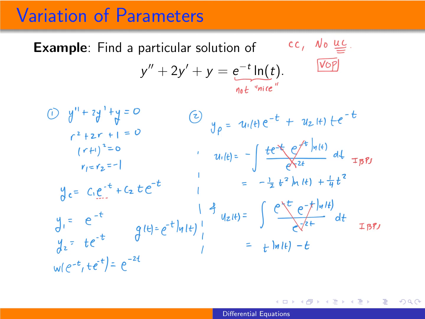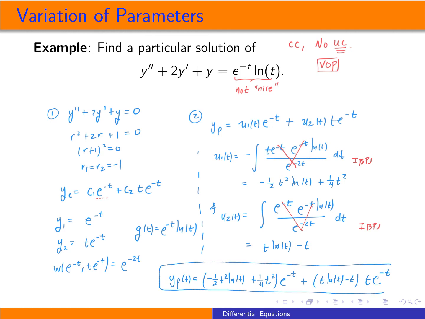And once we've evaluated these integrals, we can now combine everything together to write down our particular solution. So our particular solution in this case is going to be u1 multiplied by e to the minus t plus u2 multiplied by t e to the minus t. And of course there's a few terms that we could combine together and simplify, but I am perfectly fine with leaving your solution in the form that we see here.